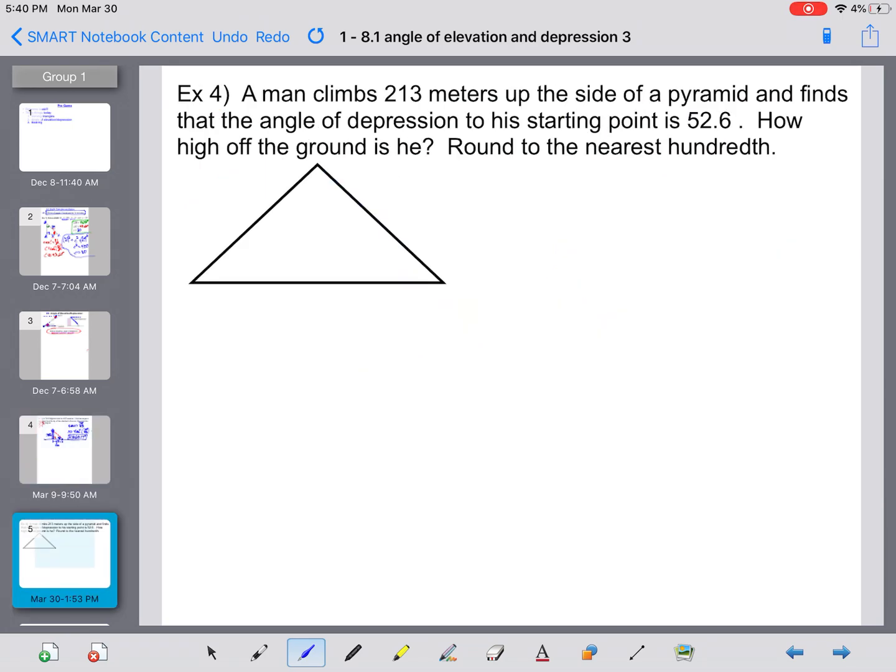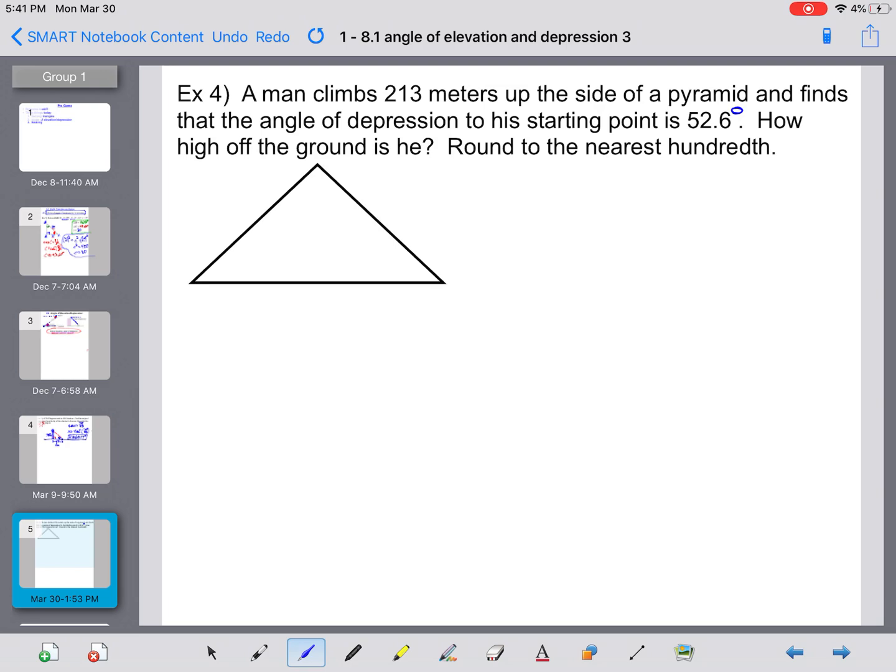Let's try another one here. This one is a depression, so we'll do this one together. A man climbs 213 meters up the side of a pyramid and finds that the angle of depression to his starting point is 52.6 degrees. That's where that little circle was. Sorry, there should be a little degree sign there. How high off the ground is he?